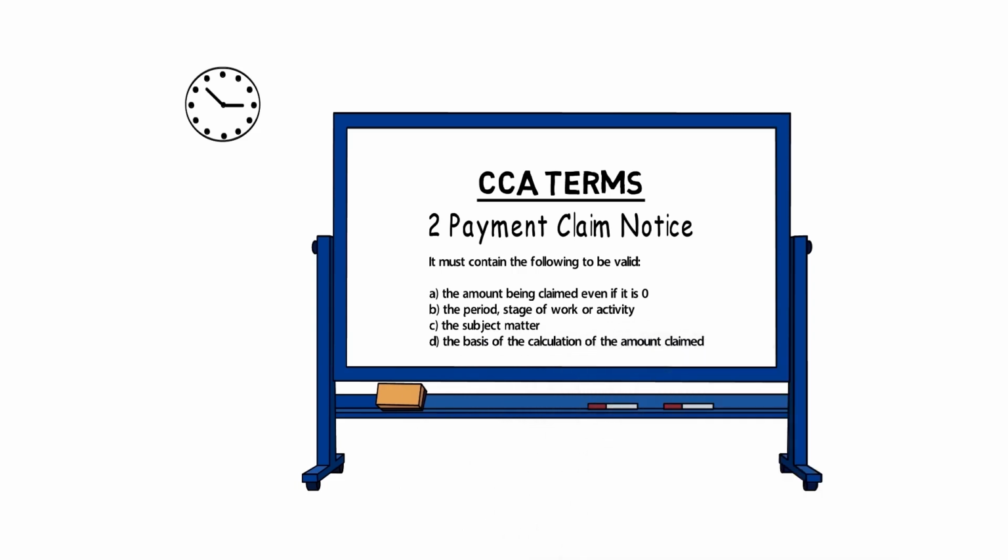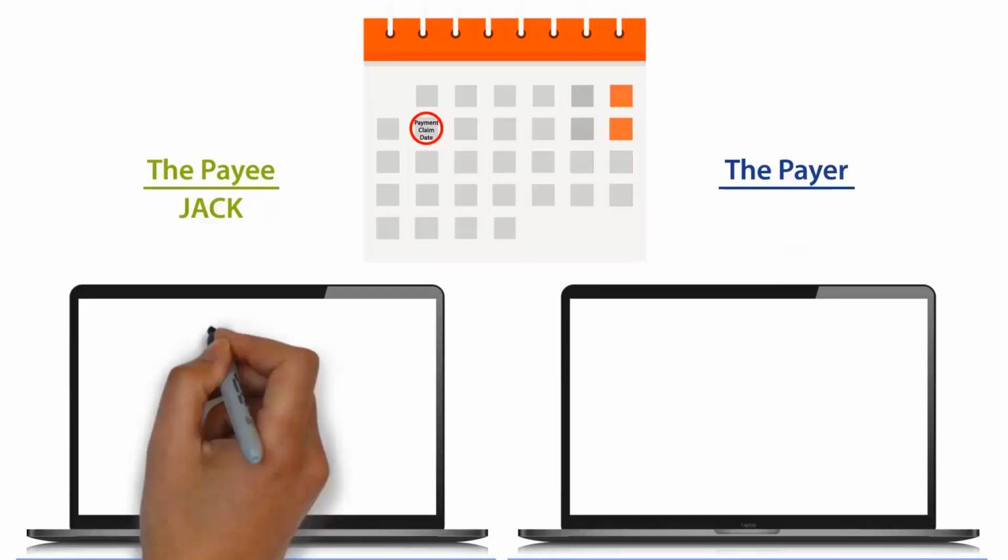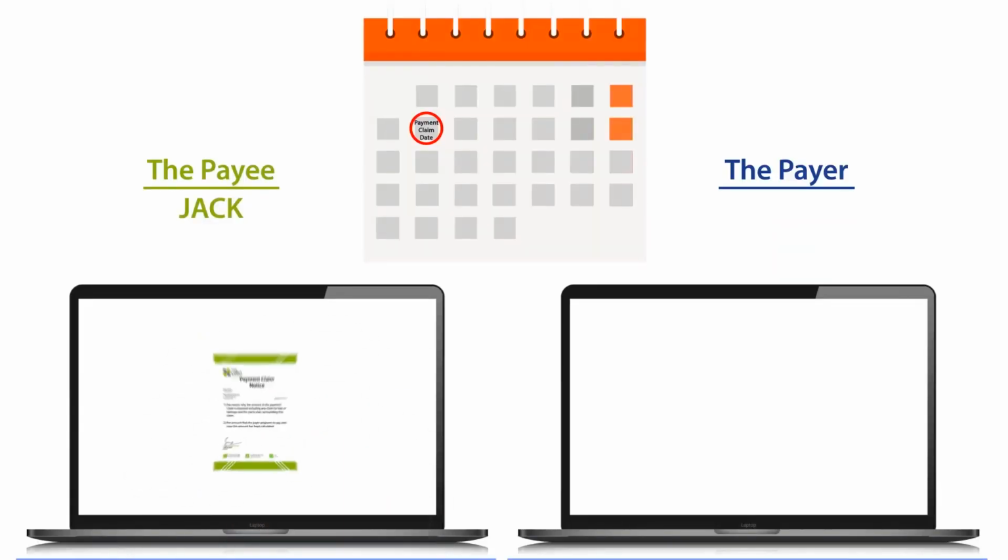Your contract may set out how the payment claim notice is to be delivered and to whom. This should be adhered to. The payment claim notice must be delivered to the payer no later than 5 days after the payment claim date in each payment cycle.